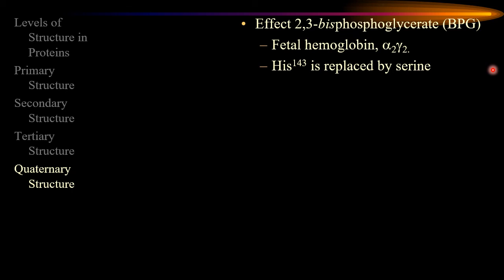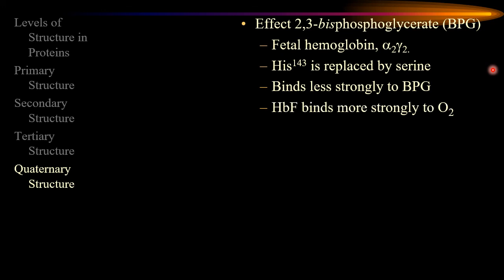Okay, so reminder, histidine can be protonated and have a positive charge. Serine cannot be protonated, so it cannot carry a positive charge. So what is the effect? The 2,3-bisphosphoglycerate will bind less strongly to fetal hemoglobin, shown here by the notation HbF. Again, hemoglobin F is fetal. If it is just HbA, it would be adult hemoglobin. So HbF binds more strongly to oxygen.